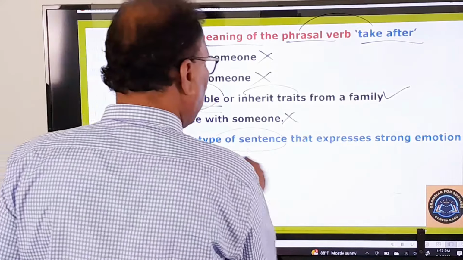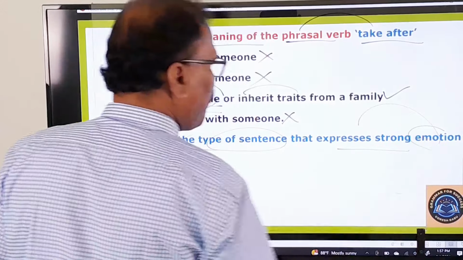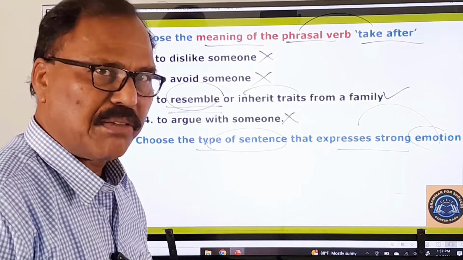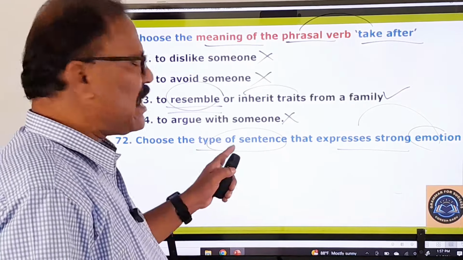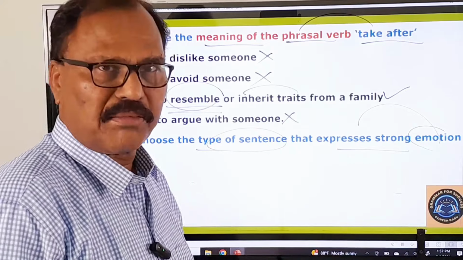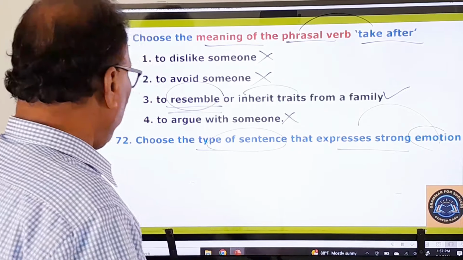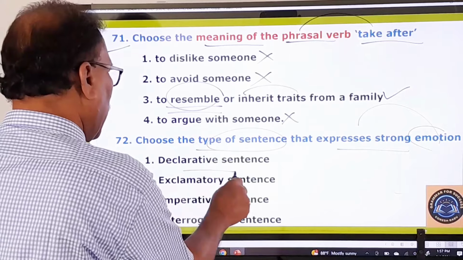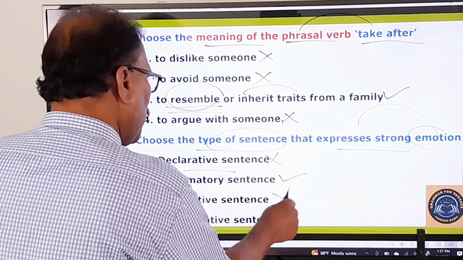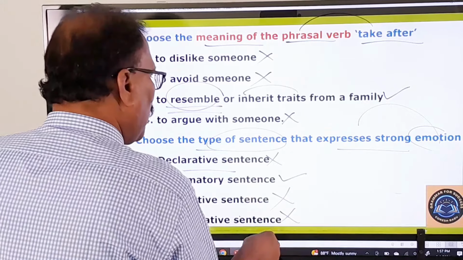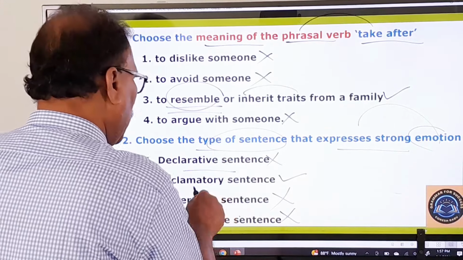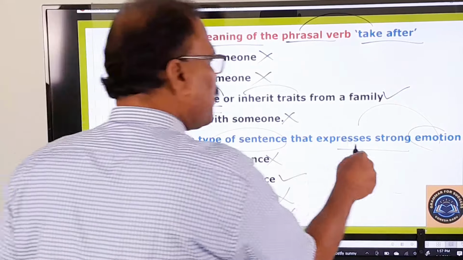Choose the type of sentence that expresses strong emotion. What kind of sentence will express strong emotion? If you know the kinds of sentences, you can easily choose the correct answer. Here you pay attention. What are the options given? Declarative sentence? No. Exclamatory sentence? Yes. Imperative sentence? No. Interrogative sentence? No. So the first one, third one, fourth one are wrong. Only the exclamatory sentences will express strong emotions.